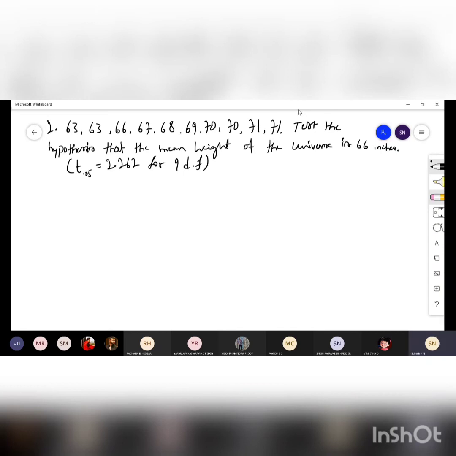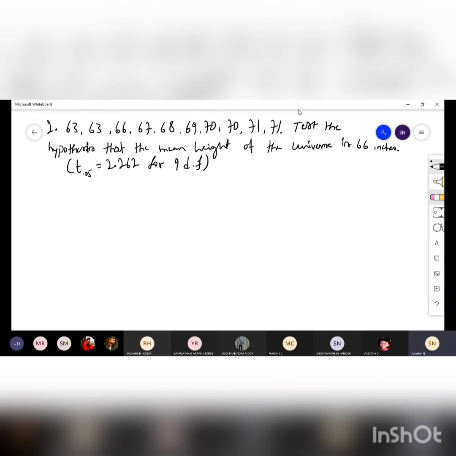Okay, now I am repeating the question. 10 individuals are chosen at random from a population and their heights in inches are found to be 63, 63, 66, 67, 68, 69, 70, 70, 71 and 71. Test the hypothesis that the mean height of the universe is 66 inches and in bracket they given t suffix 0.05 is equal to 2.262 for 9 df.